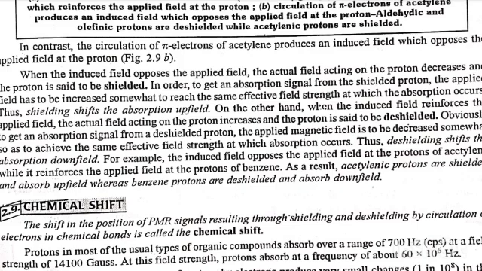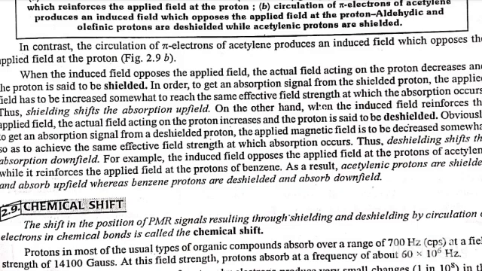In order to get an absorption signal from the shielded protons, the applied field has to be increased somewhat to reach the same effective field strength at which the absorption occurs. The shielding shifts the absorption upfield. On the other hand, when the induced field reinforces the applied field, the actual field acting on the proton increases and the proton is said to be deshielded. Obviously, to get an absorption signal from deshielded protons, the applied magnetic field is to be decreased somewhat so as to achieve the same effective field strength at which absorption occurs. The deshielding shifts the absorption downfield.